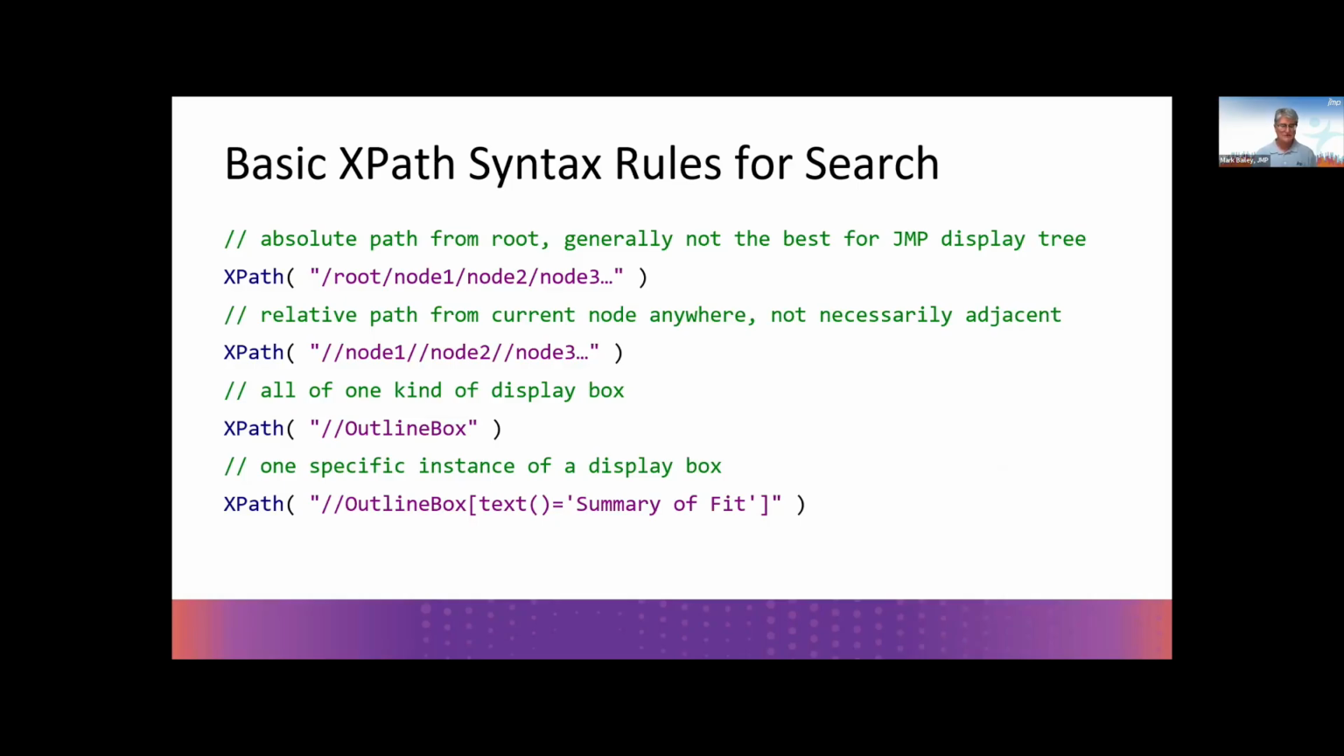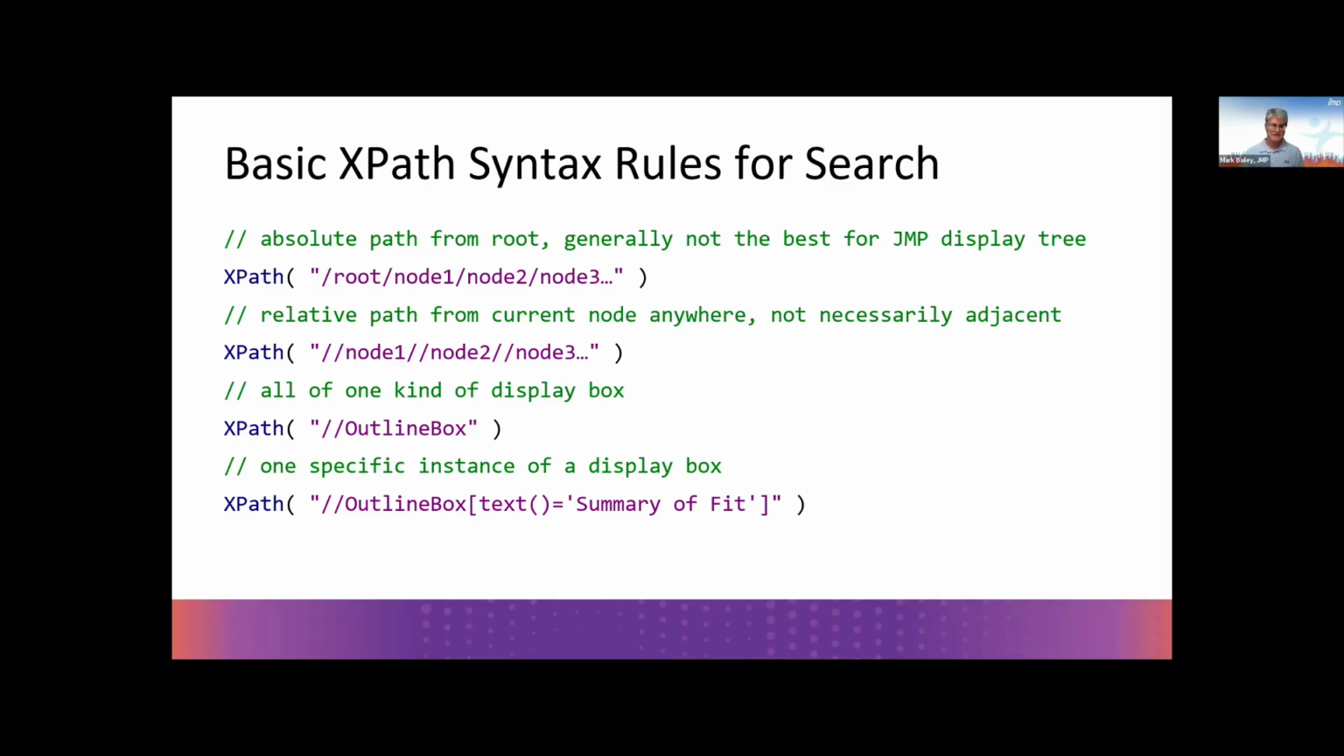What I'd like to do now is go through a few of the basic syntax rules to give you an idea, and then I'm going to turn it over to Tanya to show you some real-world examples of how we use it. Now, XPath also has an absolute form or absolute path. It's indicated with a single slash followed by the name of the node that you're trying to find. And you show successive nodes using more slashes. But this is generally not the best way for JMP display trees, again, because JMP windows are dynamic.